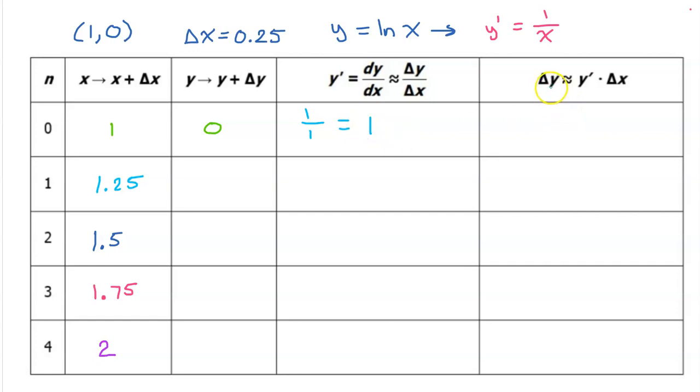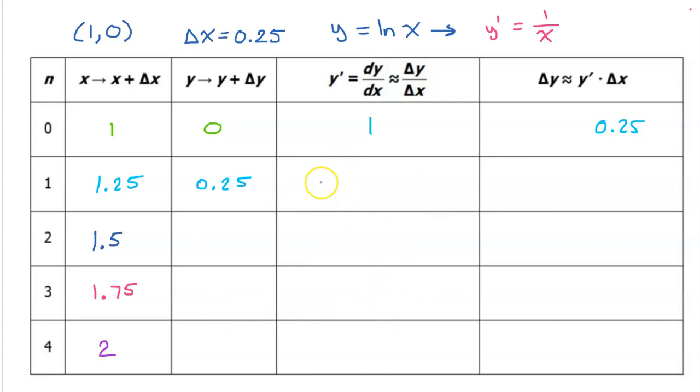Now delta y is approximately equal to y prime times delta x. So that's going to be the 1 that we just found times the delta x of 0.25. So that gives us 0.25. So we just found delta y. That's the change in y. So to get the next y value, we take the previous y value and we add delta y. 0 plus 0.25 is 0.25. Then we just repeat that process over and over again.